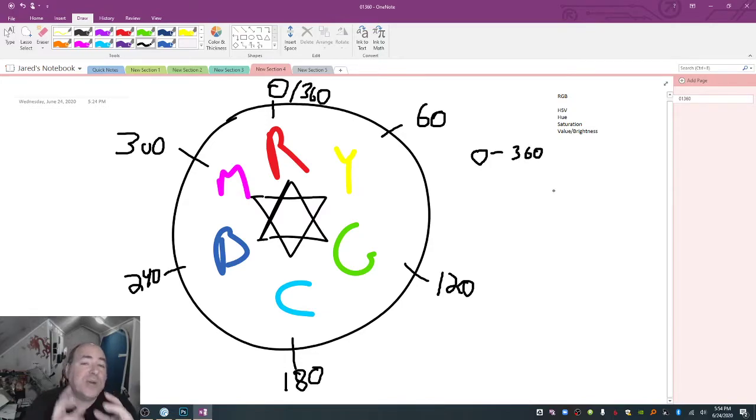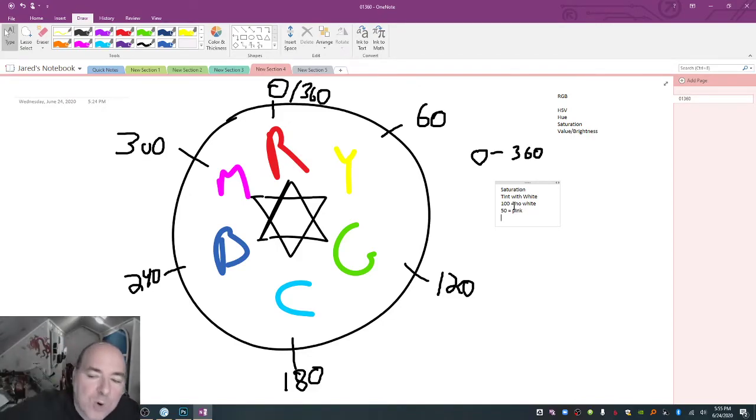Now, when we talk about saturation, we're talking about how much white has been mixed into it. We tint with white. So if the saturation is 100, there is no white. So pure red. If the saturation is 50, that means we've got 50 red and 50 white. If we mix red with white, we get pink. And if we keep mixing in more white, more white, eventually we get white. That's the way it works.